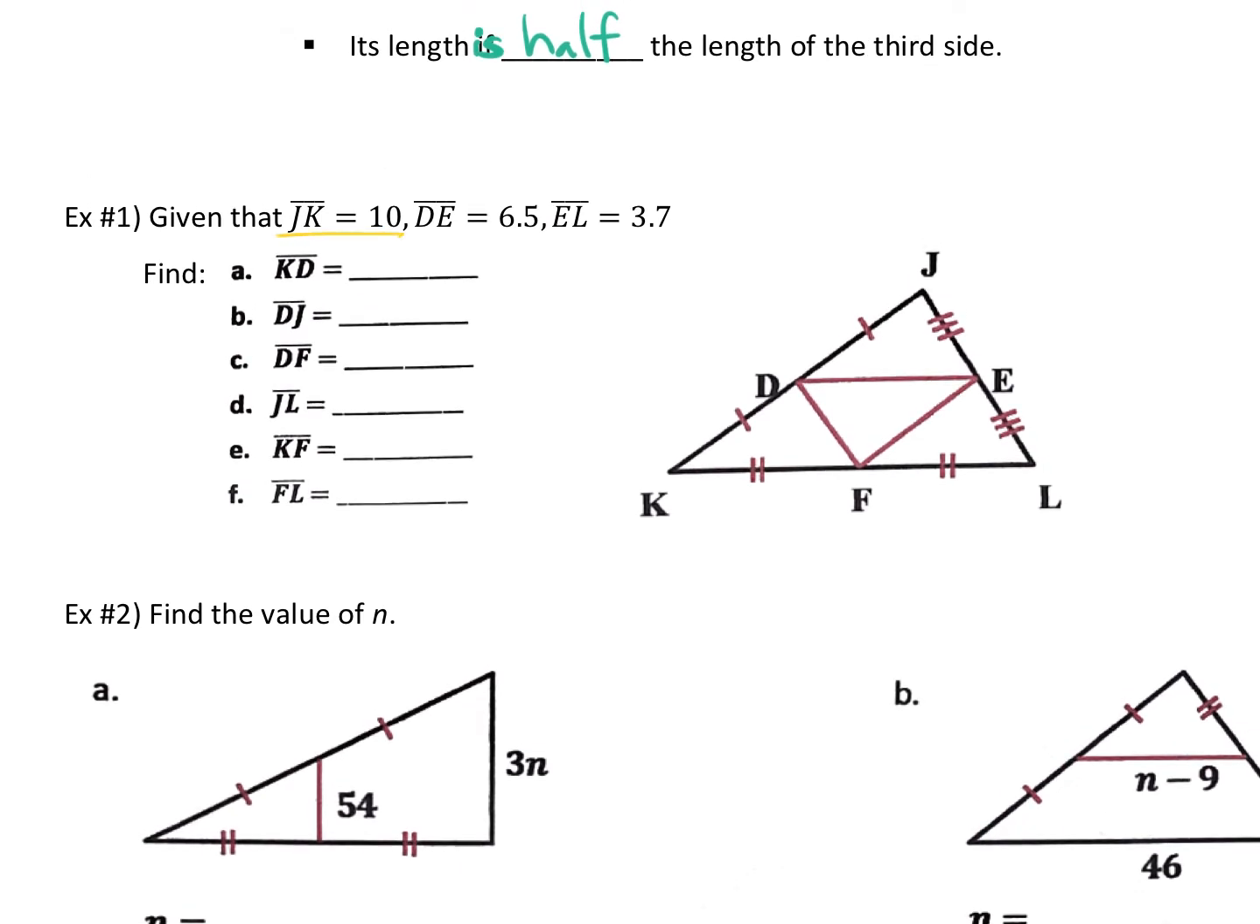So look at this. This one says JK is 10. DE is 6.5. And EL is 3.7. Okay, so they just gave us enough information to be able to find every single segment in this problem. The first one they ask us for is KD.